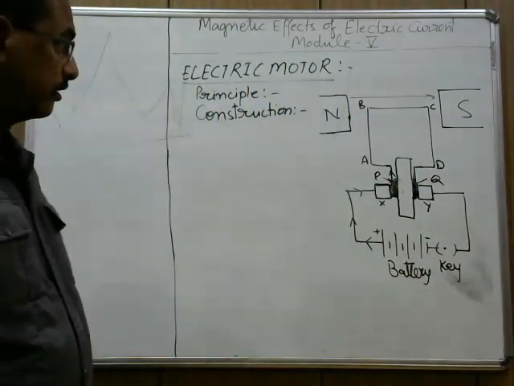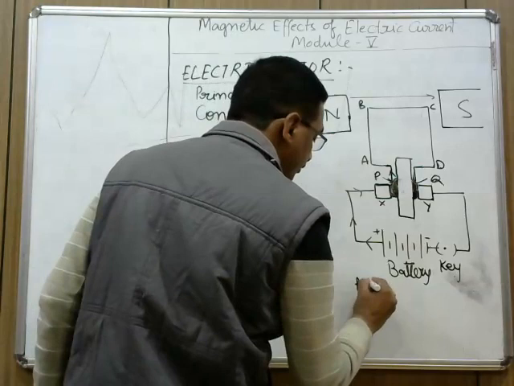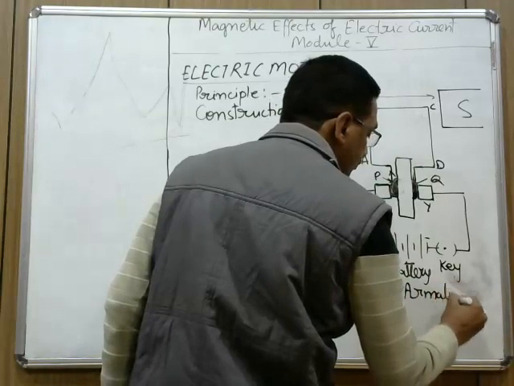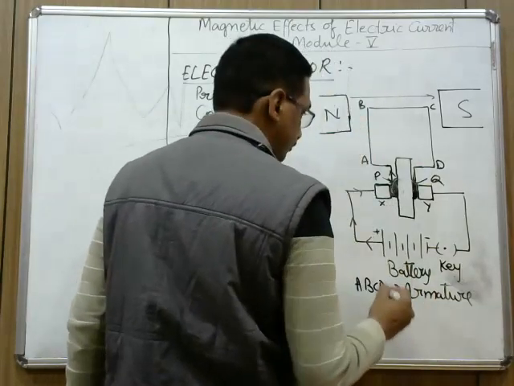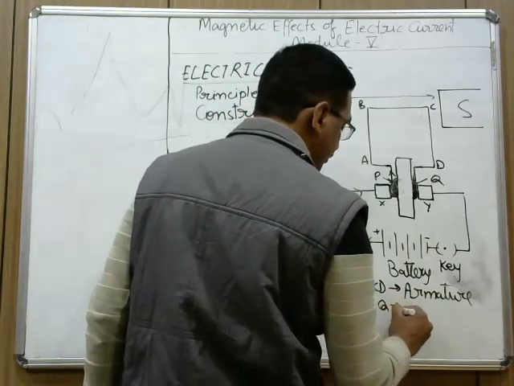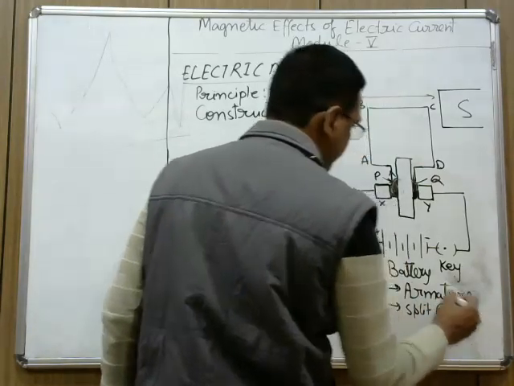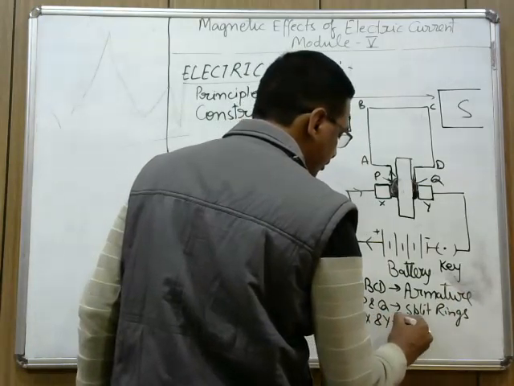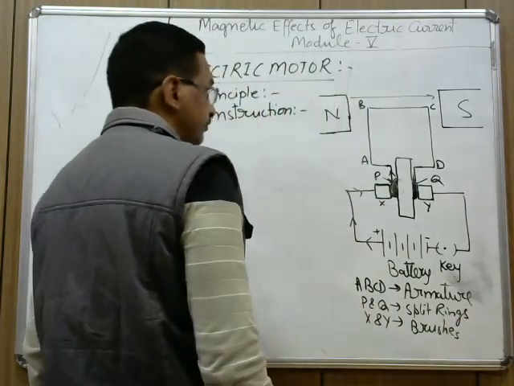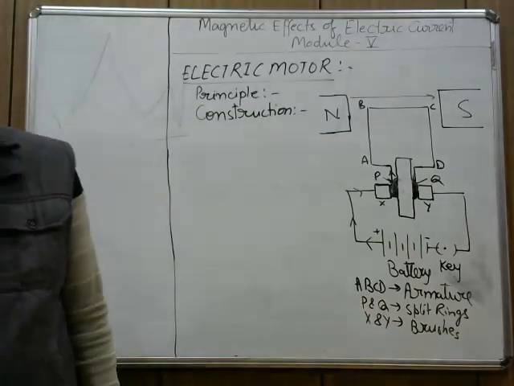I have drawn the diagram. So, ABCD is the armature, P and Q are split rings, X and Y are brushes. So one by one we will discuss all the parts.